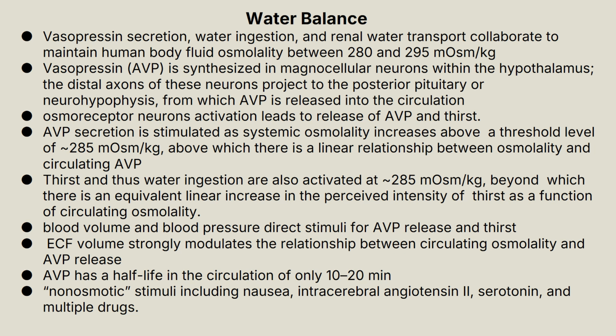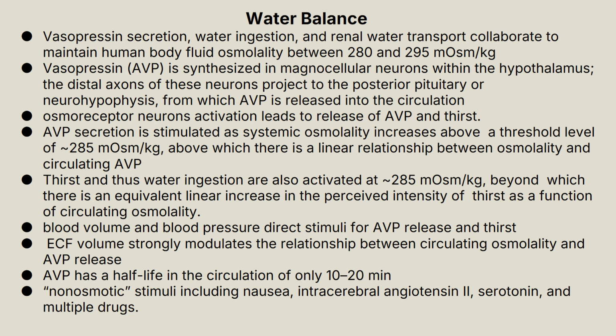Osmoreceptors in neurons, when activated, lead to the release of AVP and thirst, which also means that the AVP secretion is stimulated as systemic osmolality increases above a threshold level of 285 milliosmoles per kg, above which there is a linear relationship between osmolality and circulating AVP. Thirst and water ingestion are also activated at 285 milliosmoles per kg, beyond which there is an equivalent linear increase in the perceived intensity of thirst as a function of circulating osmolality.